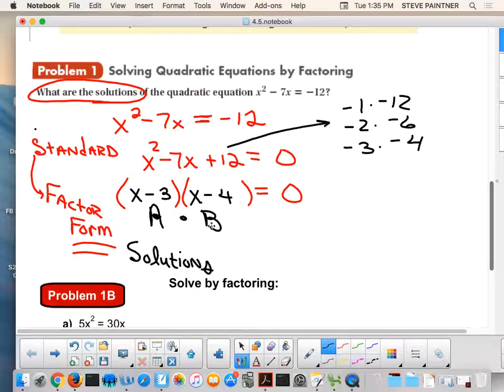But hang on. If I were to show work, I would say, when is x minus 3 0? When x equals 3. When is this one going to be 0? When x equals what?